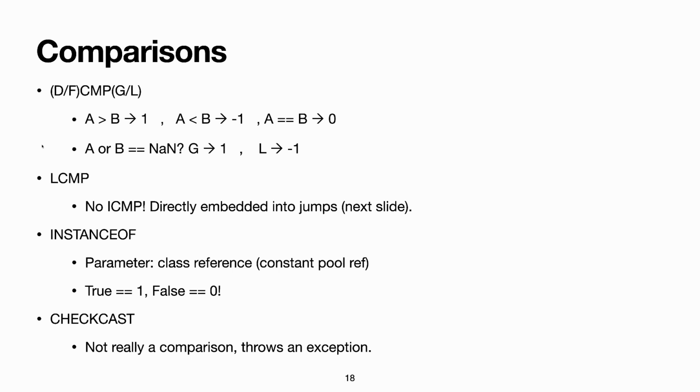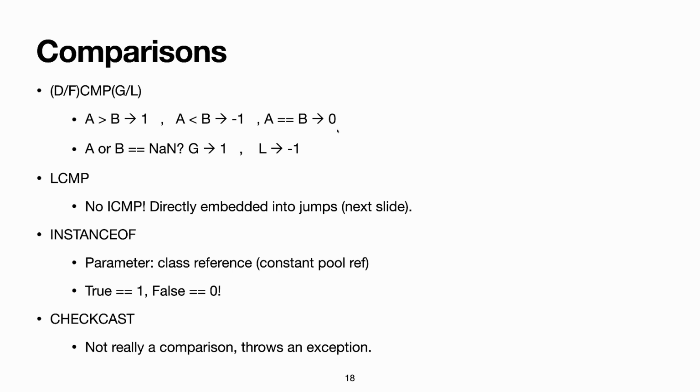Here, A and B are 2 operands taken from the operand stack. And if A is bigger than B, then the instruction will push 1 on the stack. If A is smaller than B, then it will push -1, and if they're the same, it will push 0. Now we explain G and L.